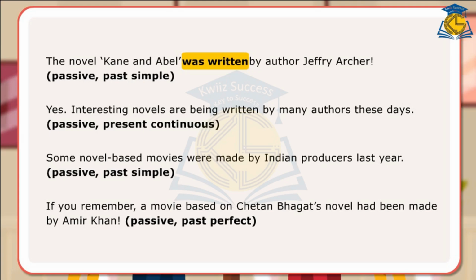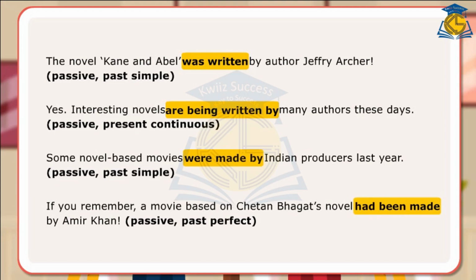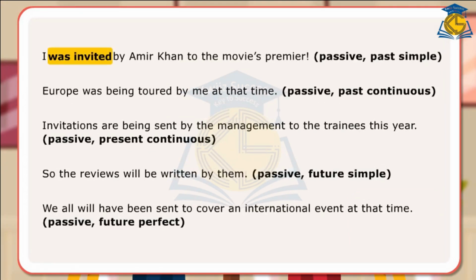Passive past simple. Yes, interesting novels are being written by many authors these days. Passive present continuous. Some novel-based movies were made by Indian producers last year. Passive past simple. If you remember, a movie based on Chetan Bhagat's novel had been made by Amir Khan. Passive past perfect. I was invited by Amir Khan to the movie's premiere.